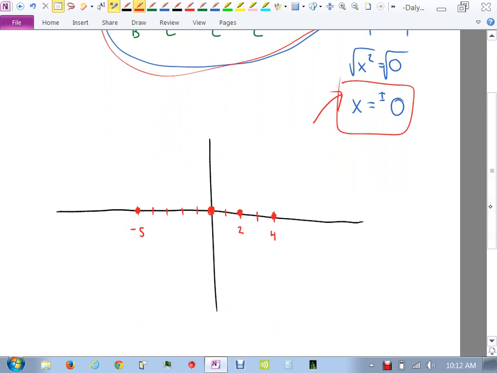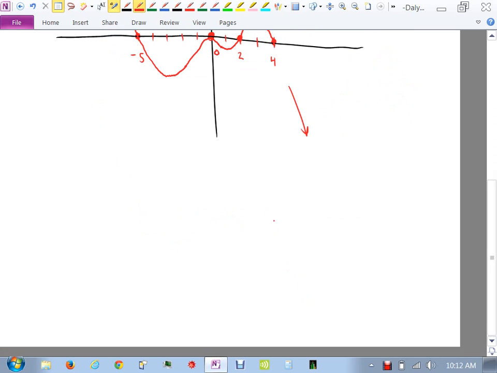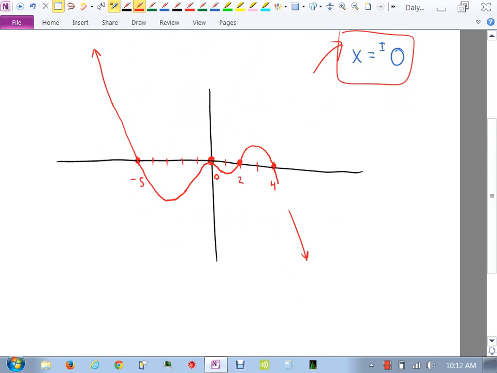All right, what do you do after you put in your x-intercepts? Left to right behavior. So the left side goes up, the right side goes down, correct? Now what am I supposed to do at negative 5? Cross through, so I'm going to go ahead and cross through here. I come back up and I have to get to 0 and bounce off of it. Then at 2, cross through, and then come back through, cross through at 4, and then continue on down.